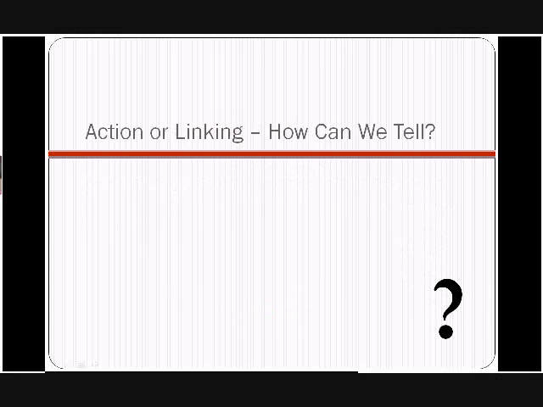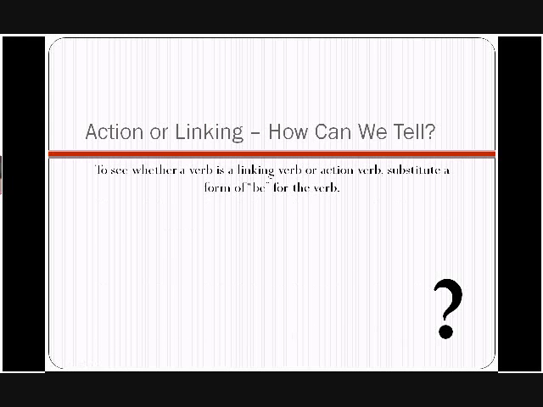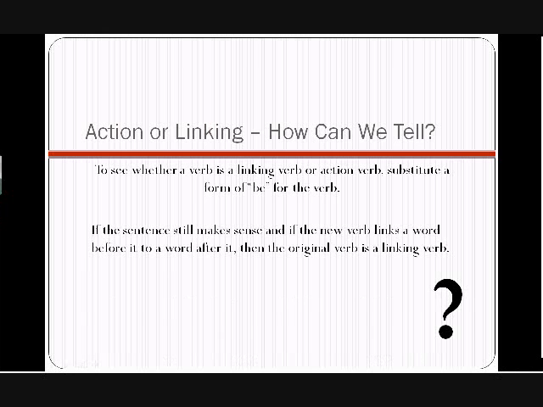We have a few words that can be both action and linking verbs, so we have to decide if they are action or linking. So how do we do that? Well, it's really quite simple. First we ask ourselves, are they actually doing something, or is something actually happening? If so, it's action. Or is a word linking a word in front of it to a word after it? Here's one way to check. Replace the verb with a form of be. If the sentence still makes sense, and you haven't changed the meaning of the sentence, it is a linking verb.